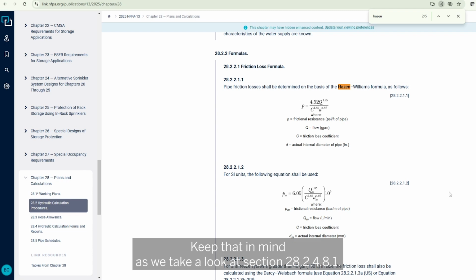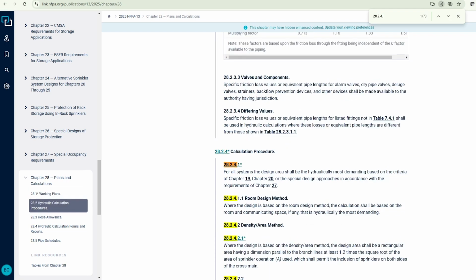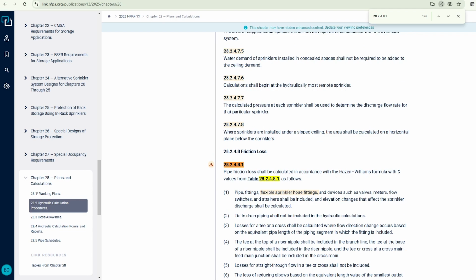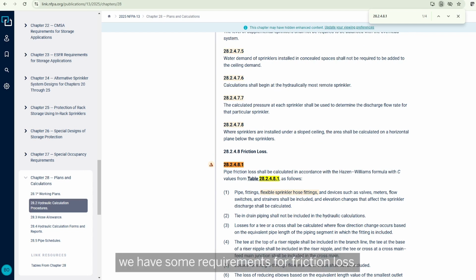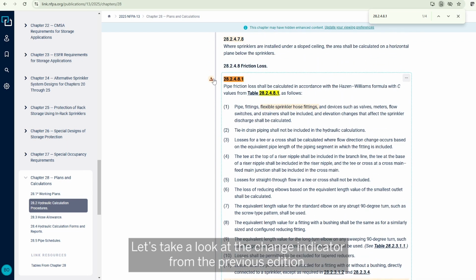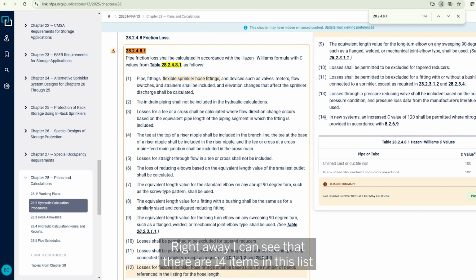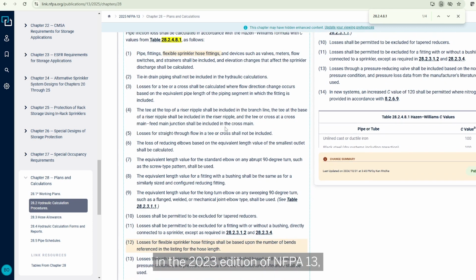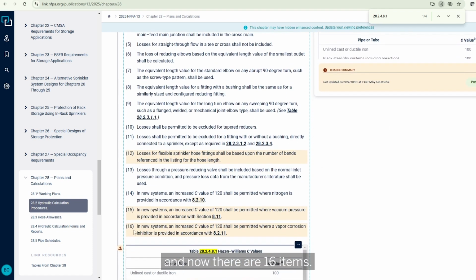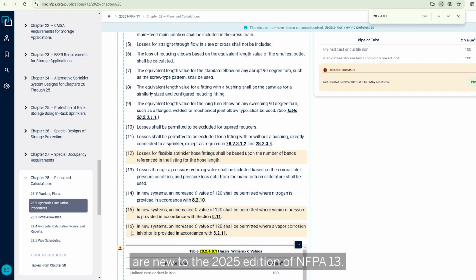Keep that in mind as we take a look at section 28.2.4.8.1. Over in section 28.2.4.8.1, we have some requirements for friction loss. Let's take a look at the change indicator from the previous edition. Right away, I can see that there are 14 items in this list in the 2023 edition of NFPA 13, and now there are 16 items. So these two items, items 15 and 16, are new to the 2025 edition of NFPA 13.